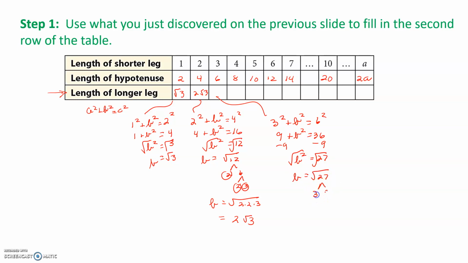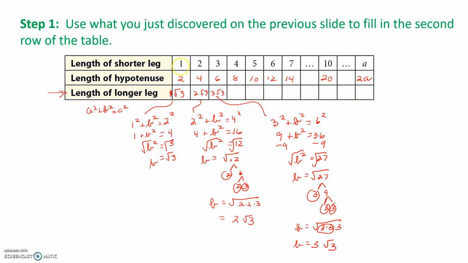27 is 3 times 9. 9 is 3 times 3. So I have B equals the square root of 3 times 3 times 3. Two of those 3's look alike. They come out, and 3 will be left on the inside. So this is 3 square root of 3. Maybe that's enough for us to see the pattern.